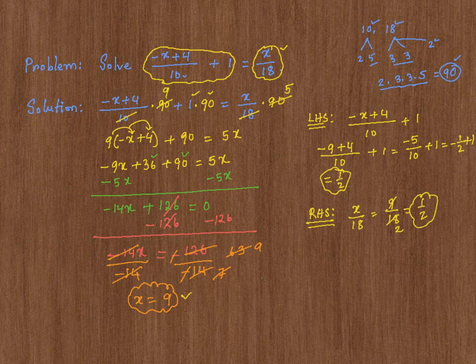So both left hand side and right hand side are equal. That means the solution that we got, in fact, is the solution to the given equation.